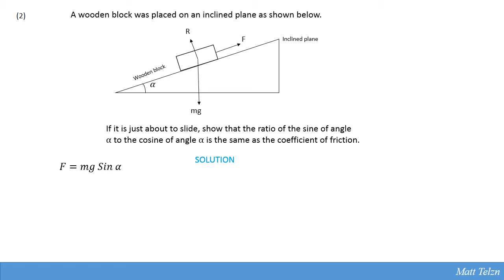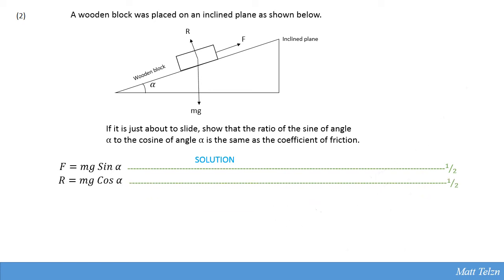Now you remember from resolving forces into their components, the one acting parallel to the plane, F, is equal to mg sine alpha, and the one acting perpendicular, which is our R, is equal to mg cos alpha. If you write like this, all of them are entitled to half marks each, which gives us 1 mark.